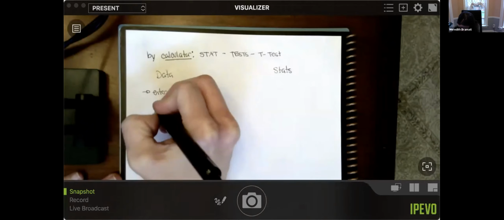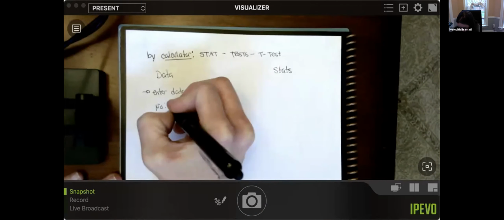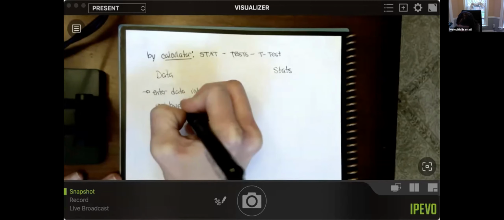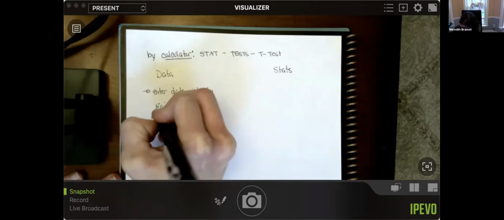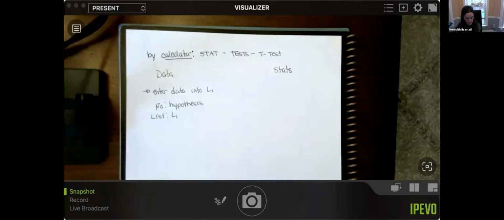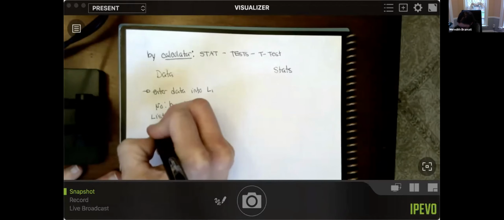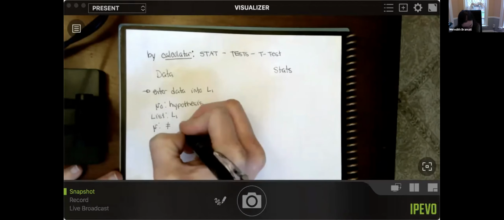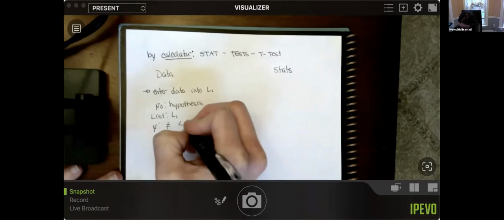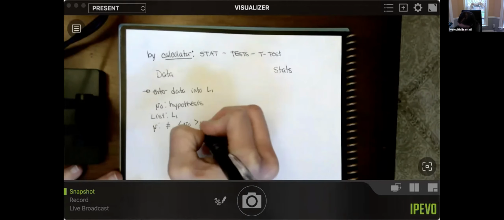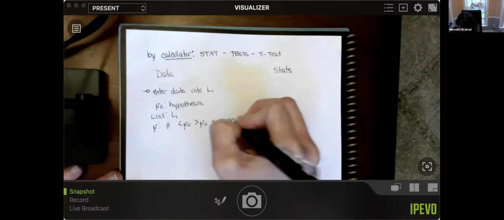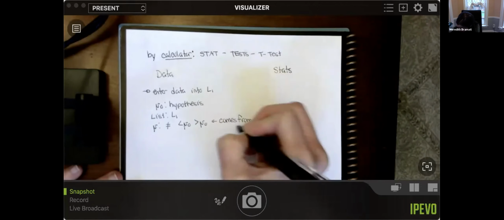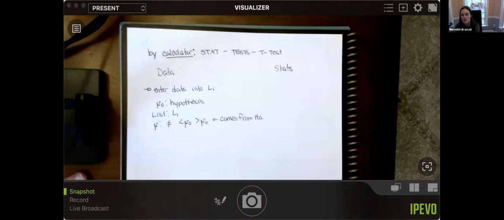That should be your first thing. And then you'll have mu0 or mu naught. This is from the hypothesis. You'll have the list, which should be L1. You'll have the mu, which could be not equal to, it could be less than or greater than. And this comes from HA. Whatever direction your HA is, that should be the direction.